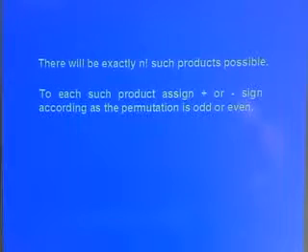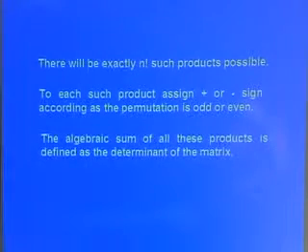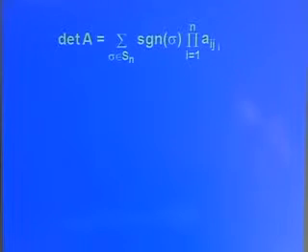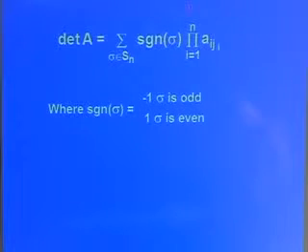So if we have an n by n square matrix, then there will be exactly n factorial such products. Now to each such product, if we assign a plus or minus sign according as the permutation is even or odd, then the algebraic sum of all these products is defined as the determinant of the matrix. This way we define determinant A as the summation over sigma in the set of all permutations of signum sigma, which determines the sign, times this product. Signum sigma is defined as minus 1 if sigma is odd, and 1 if sigma is even.